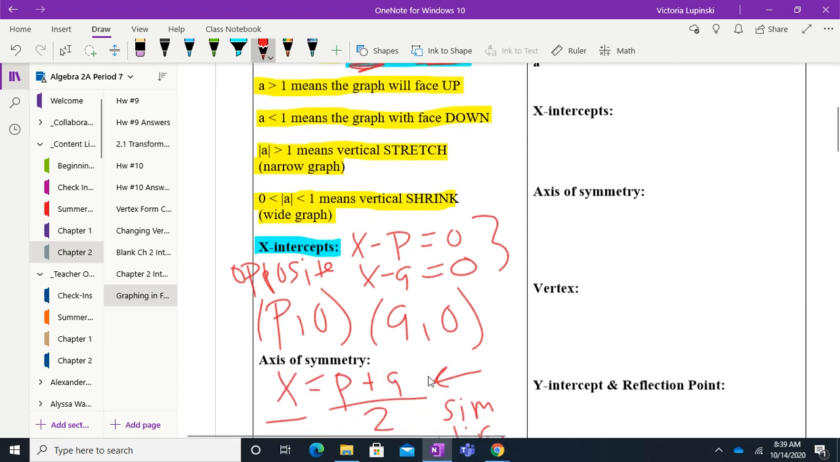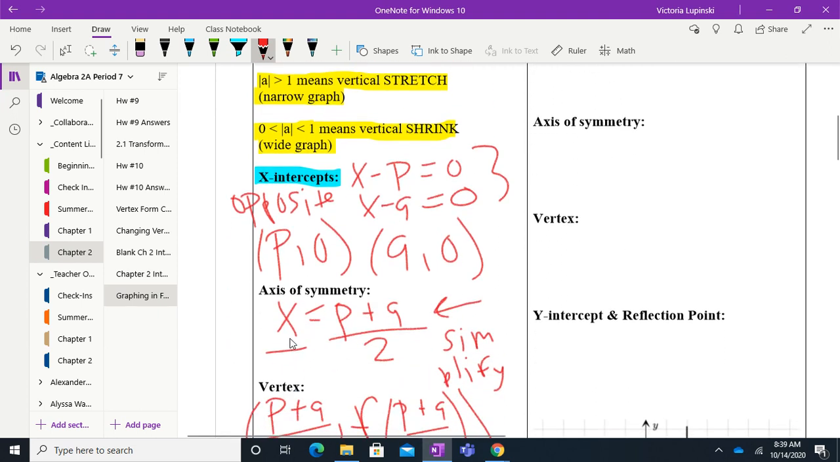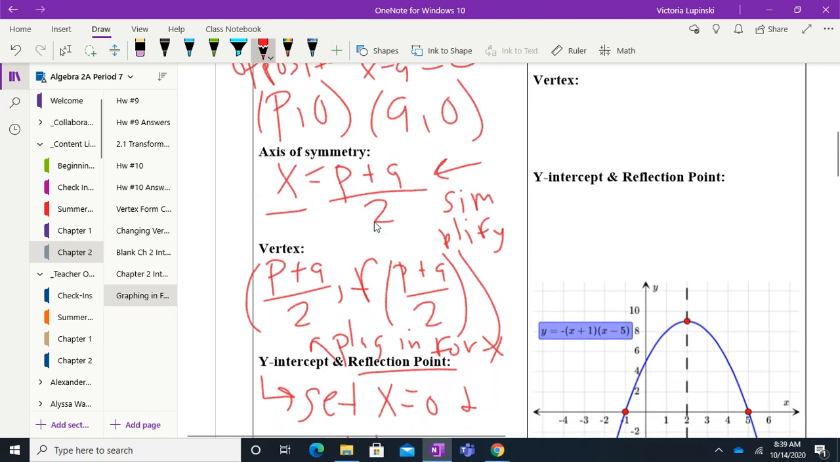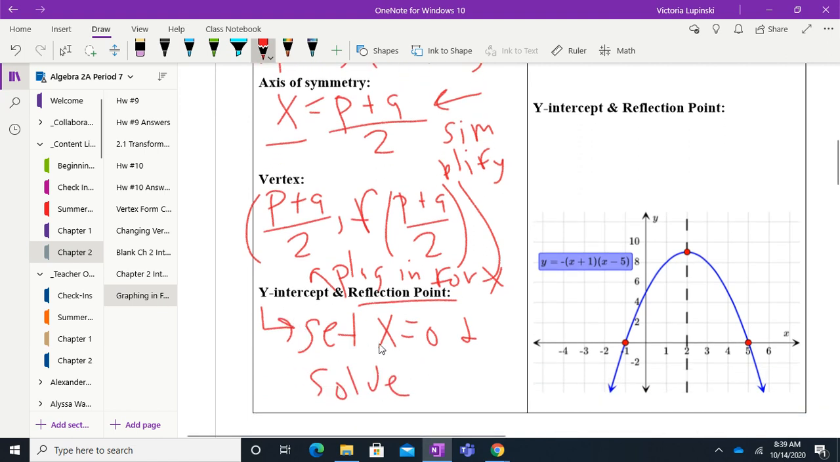The axis of symmetry is always a line, x equals, and you find it by doing whatever the p is plus whatever the q is divided by 2. Make sure you simplify the numerator first. Whatever this axis of symmetry is, it's the same as the first value of your vertex. To find the corresponding y value, you take whatever this number is, plug it back into the equation, and that will give you the y value. Last but not least, to find the y-intercept, you always set the x equal to 0, solve for the y, and then use the axis of symmetry to find reflection points.